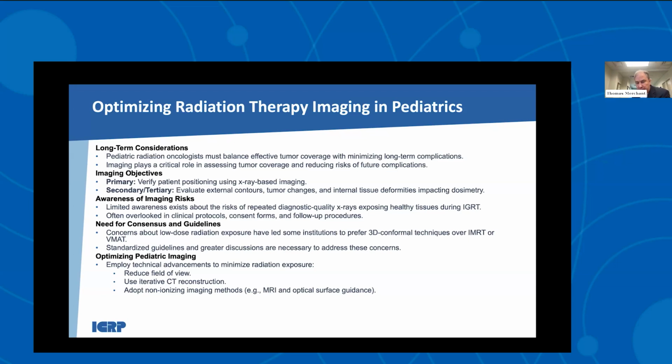And then finally, optimizing pediatric imaging. Technical advances such as reducing radiation field, iterative reconstruction, adopting non-ionizing imaging methods like MR and optical surface guidance offer promising opportunities to minimize radiation dose exposure to healthy tissues in pediatric patients.